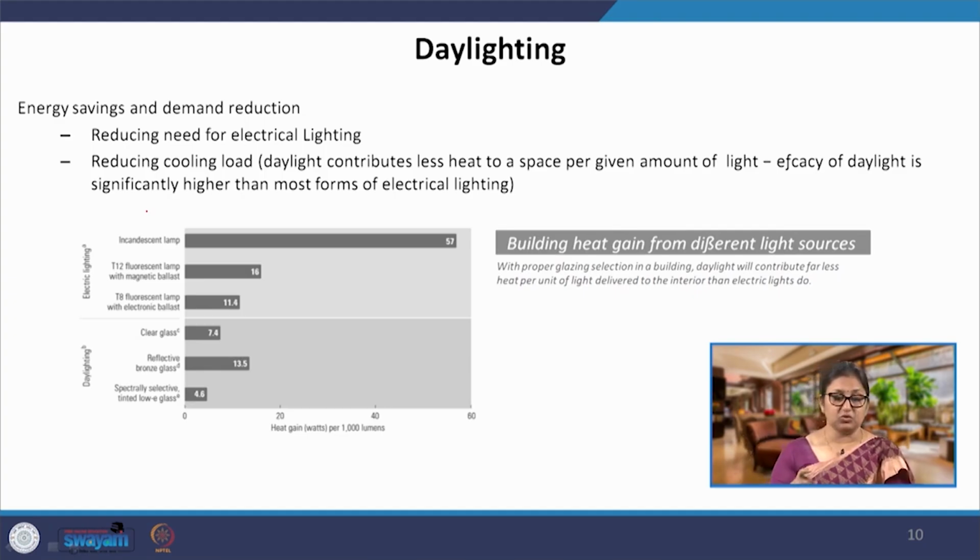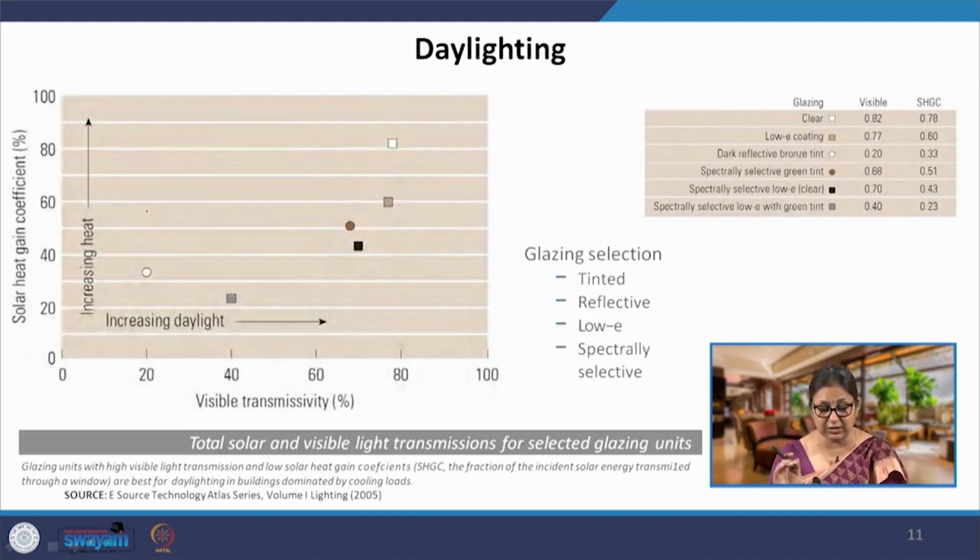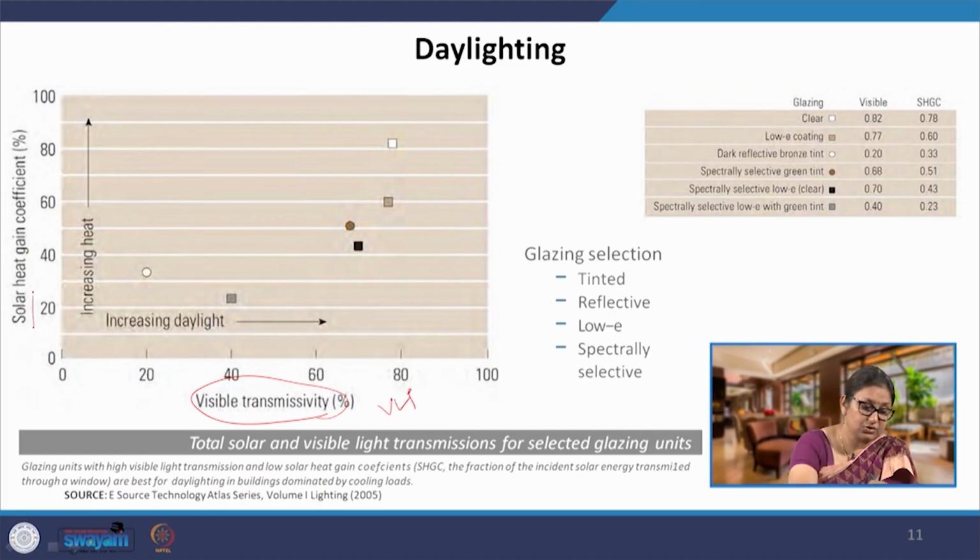Together we will be able to identify how much are the energy savings and how much is the demand reduction that is coming. Now, to do that, we have to look at both the heat and light part of it. We have to look at two qualities of this glazing material that we are selecting. We have the visible transmissivity or visible light transmittance, VLT, as we know, and then we have the solar heat gain coefficient, SHGC. So, we are looking at these two parameters.